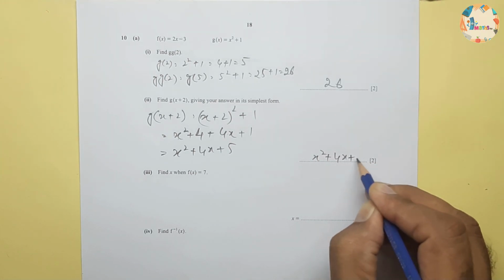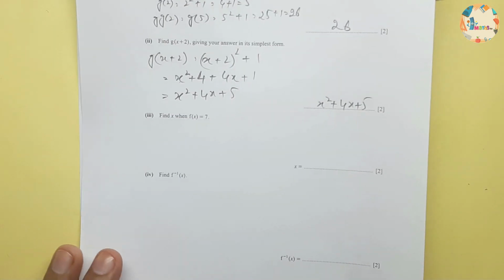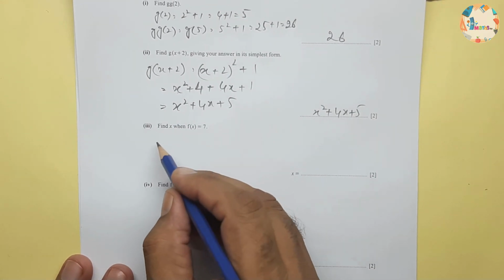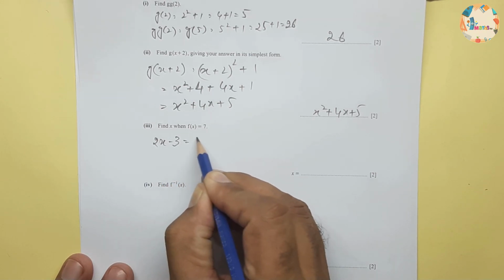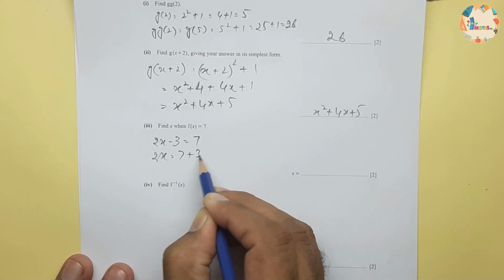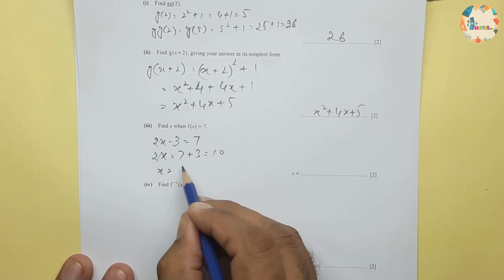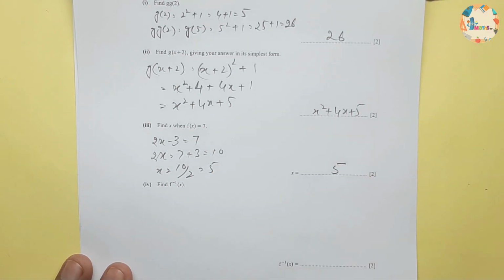Next, find x when f of x is equal to 7. We know f of x is equal to 2x minus 3, which is given equal to 7. So 2x will be equal to 7 plus 3, which is equal to 10. So x will be equal to 10 by 2, which is equal to 5. So answer will be 5.